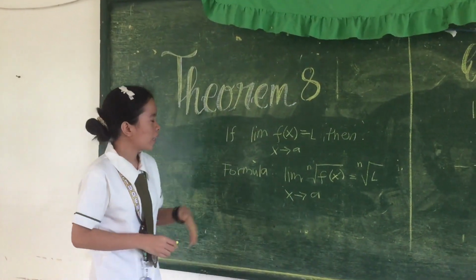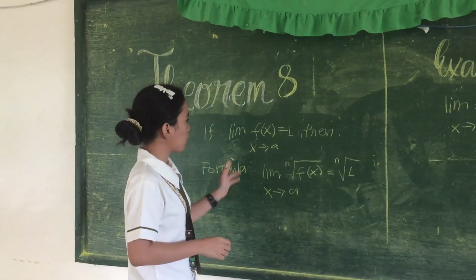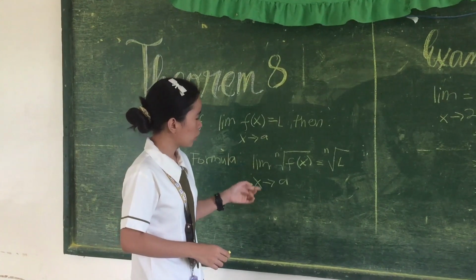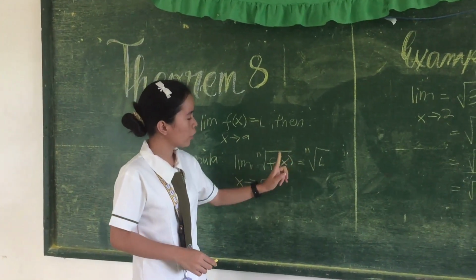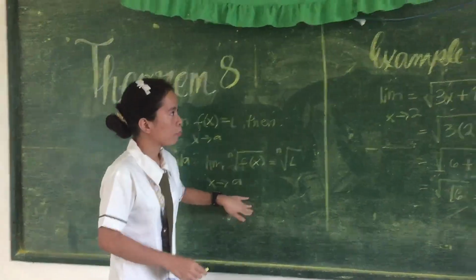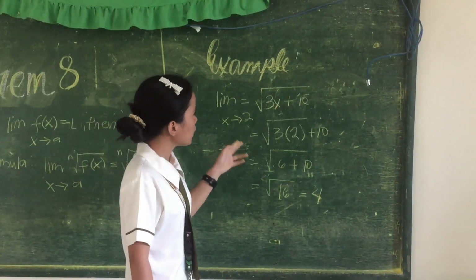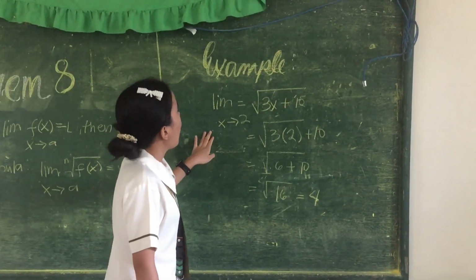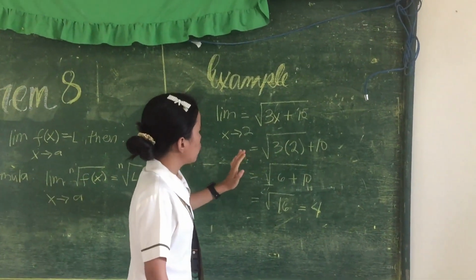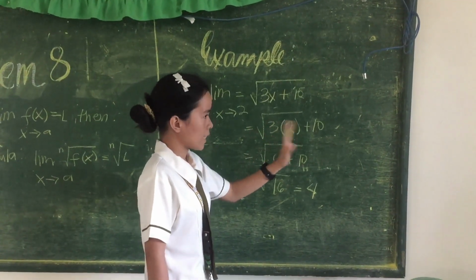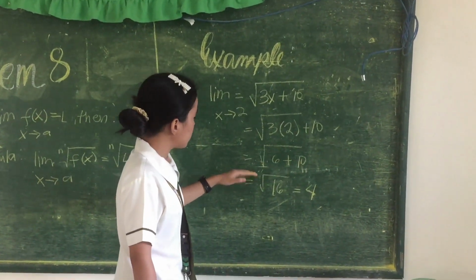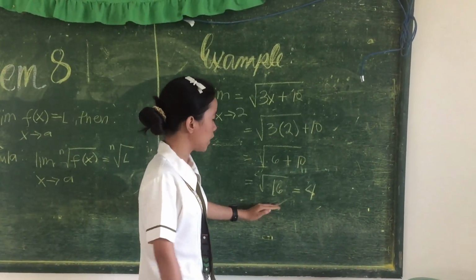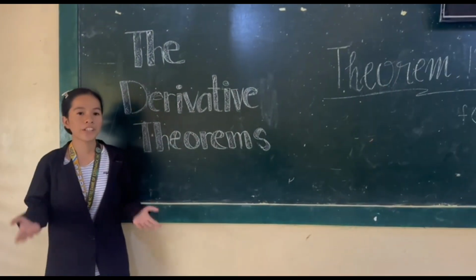Theorem 8. If the limit of f of x is equal to L where x approaches a, then the formula is the limit of the nth root of f of x is equal to the nth root of L where x approaches a. For example, the limit of the square root of 3x plus 10 where x approaches 2. So let's substitute 2 for x. It will become the square root of 3 times 2 plus 10. The answer is the square root of 6 plus 10, which is the square root of 16, and the square root of 16 is equal to 4.